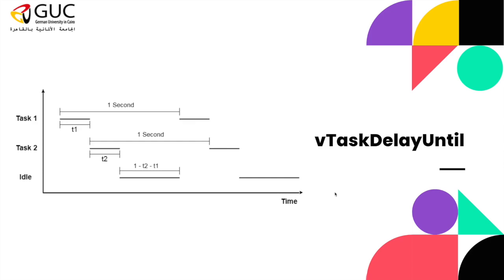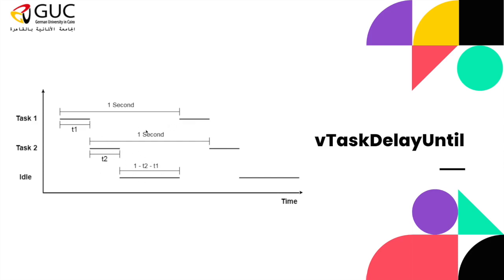So the most important parts are as follows. Task 1 using vTaskDelayUntil will count 1 second from the beginning of the task, not from the end. Therefore, this time is 1 second. Task 2 will also count 1 second from the beginning of its execution, not from the moment I called vTaskDelayUntil. And the idle task?